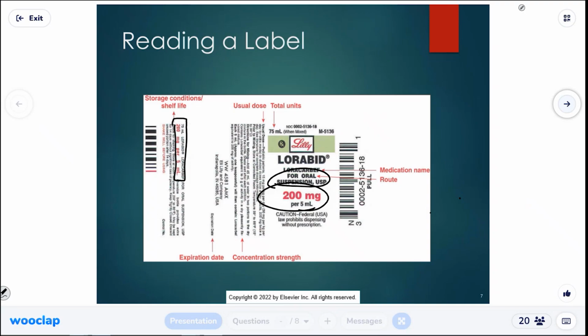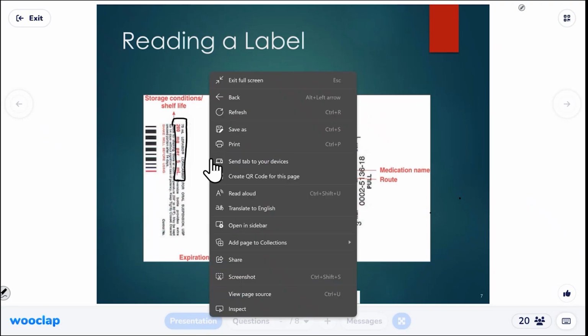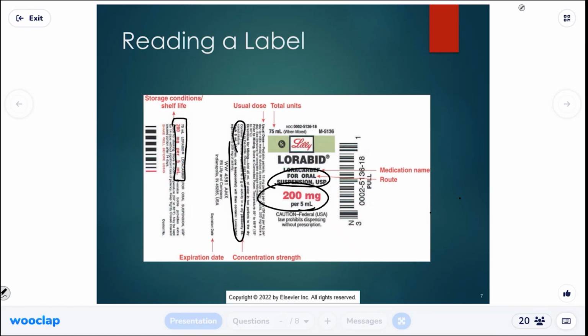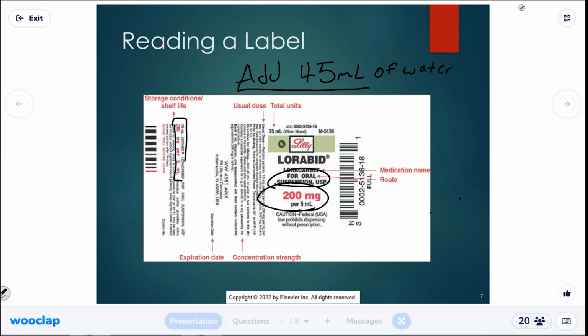It gives us instructions. But here it gives us something interesting, and sometimes they don't always do this. You can't see it very well. I didn't think this ahead. Okay, the instructions on the side here say add 45 milliliters, what does it say exactly, of water. What is this saying? Add something. What do you call it?